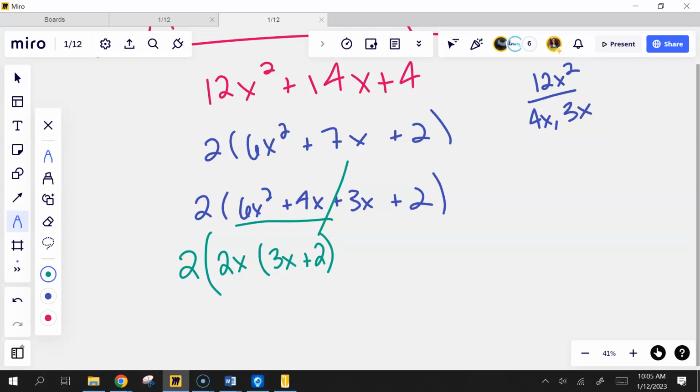Everybody okay? Middle sign falls down, stays the same. Now what can I take out of 3x and 2? Nothing, so I put a 1. I hold the place with a 1 there. And then I do 3x plus 2. Yes, you have to do that because you've got to have a GCF after you slash for each one.